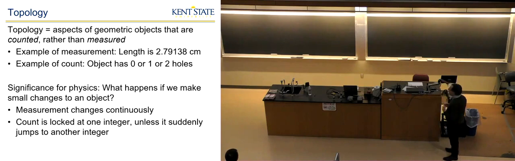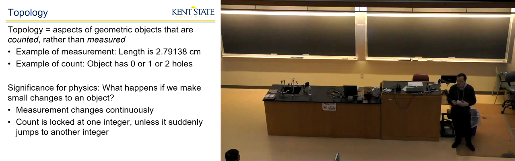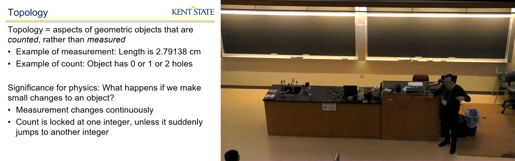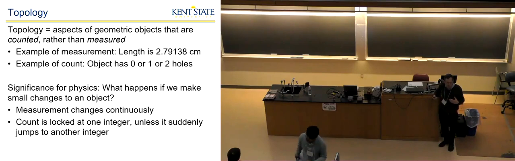So this is important in lots of areas of physics, mainly because it deals with the question of what happens if you make small changes to an object. If you make some gradual continuous changes, then any measurement is going to change continuously. Whereas if you have a count that's stuck at an integer, then it'll stay the same integer. So it will be locked in at some value for a long time, until you make some gigantic change to your object, and then the integer could jump to another integer. That makes topological features especially robust, and that is a significant thing in many areas of physics. Let me show you how it has consequences for liquid crystals.